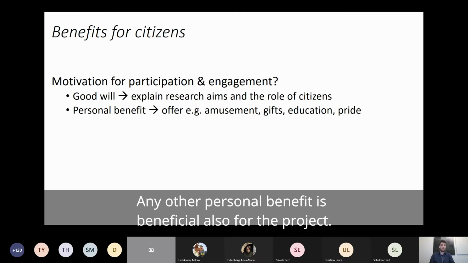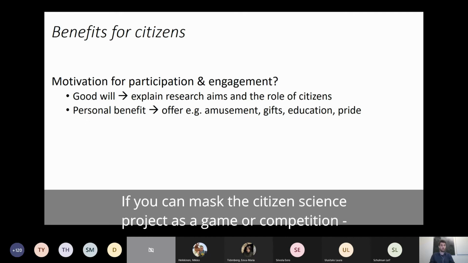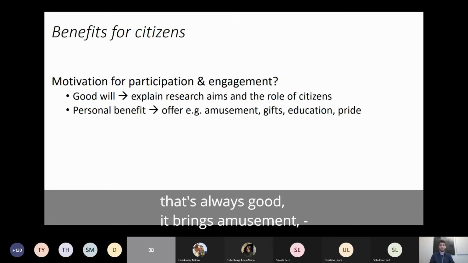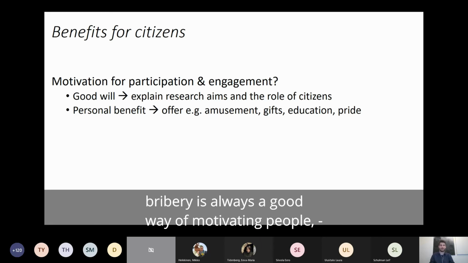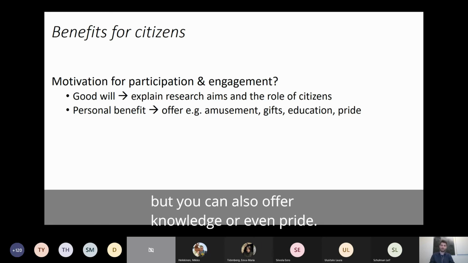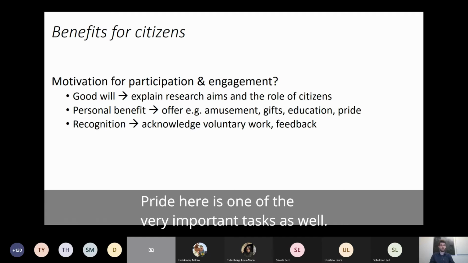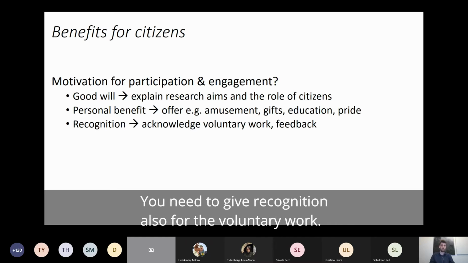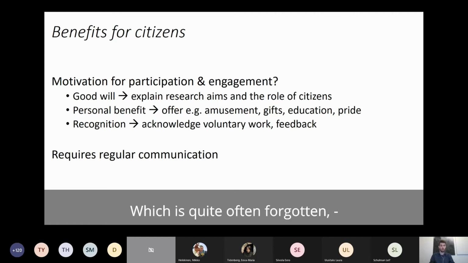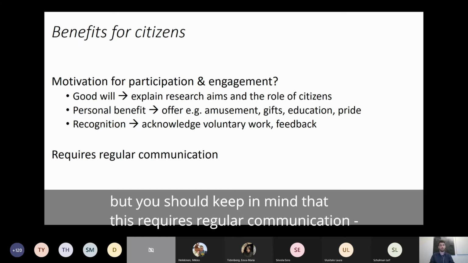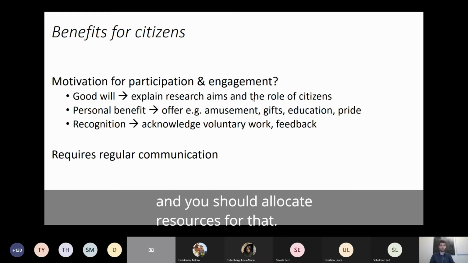And any other personal benefit is beneficial also for the project. If you can make the citizen science project a game or competition, that's always good. It brings amusement. Bribery is always a good way of motivating people, but also you can offer knowledge or even pride. And pride here is one of the very important things as well. You need to give recognition also for the voluntary work and also feedback, which is quite often forgotten. And I'm not saying that we are doing it really well, but you should keep in mind that this also requires regular communication, and you should allocate resources for that.